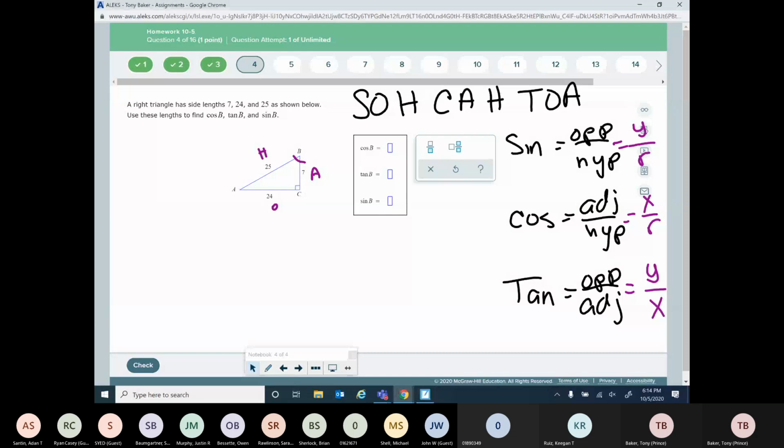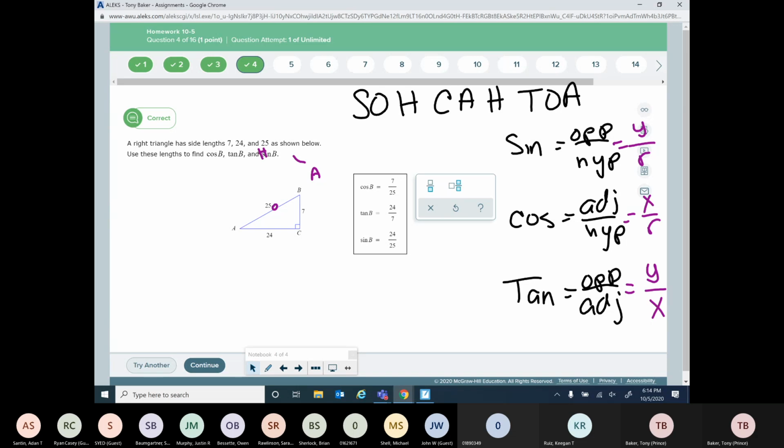So this one is cosine first. We've got adjacent, so 7 over 25. Tangent's next, so I've got 24 over 7. And then sine is last, so I got 24 over 25. All three fractions should also be different unless the numbers in the problem are the same, which I rarely see in this topic. So just make sure, again, you're labeling your sides, and then you're picking your points.